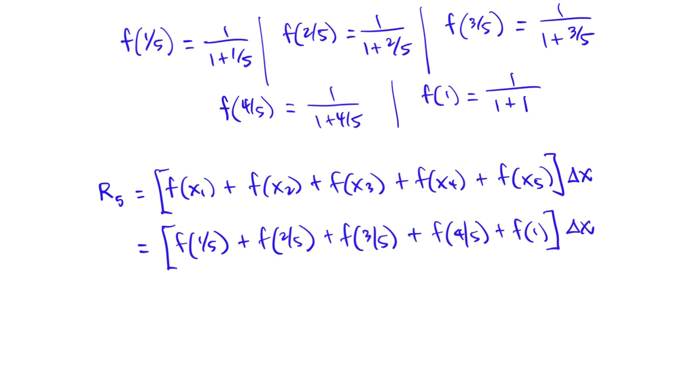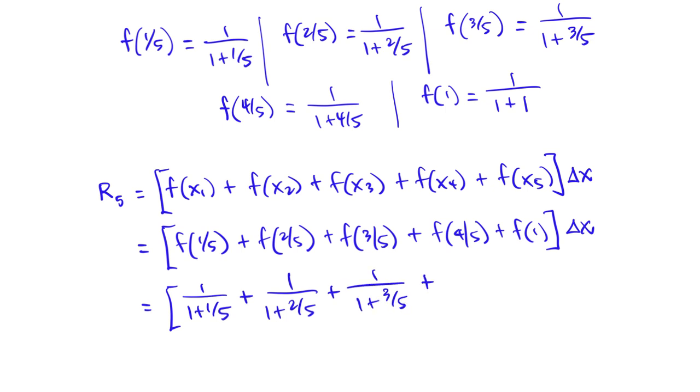But again, we have these already. f of 1 over 5 is 1 over 1 plus 1 over 5. f of 2 over 5 is 1 over 1 plus 2 over 5. f of 3 over 5 is 1 over 1 plus 3 over 5. f of 4 over 5 is 1 over 1 plus 4 over 5. And f of 1 is 1 over 1 plus 1. Close the bracket. Delta x, remember, was 1 over 5, so we multiply by 1 over 5.